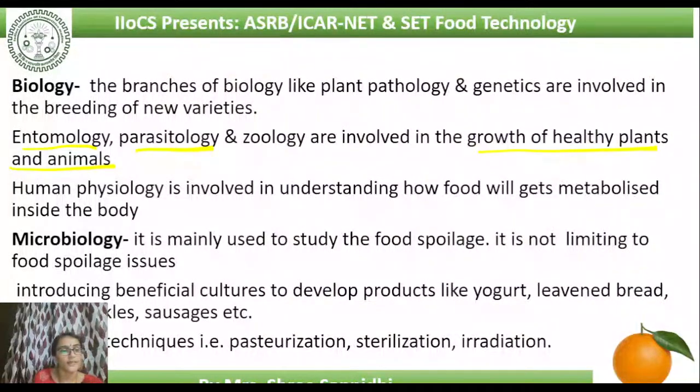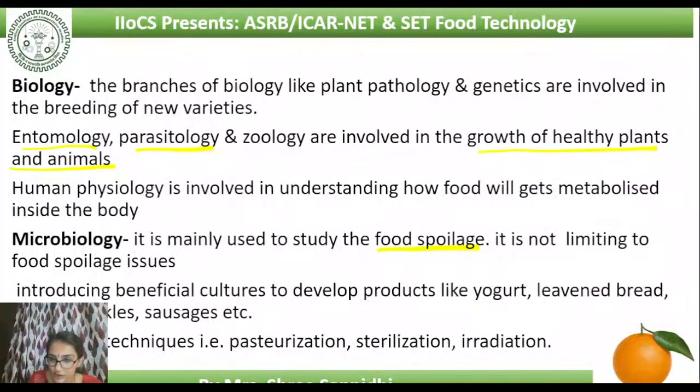Then how is microbiology related to food science? Microbiology is a main part of food processing industries. Why? Because it gives us the knowledge of food spoilage. So how to avoid that food spoilage? What are the microorganisms we should focus on to get rid of them? It is mainly used to study food spoilage.